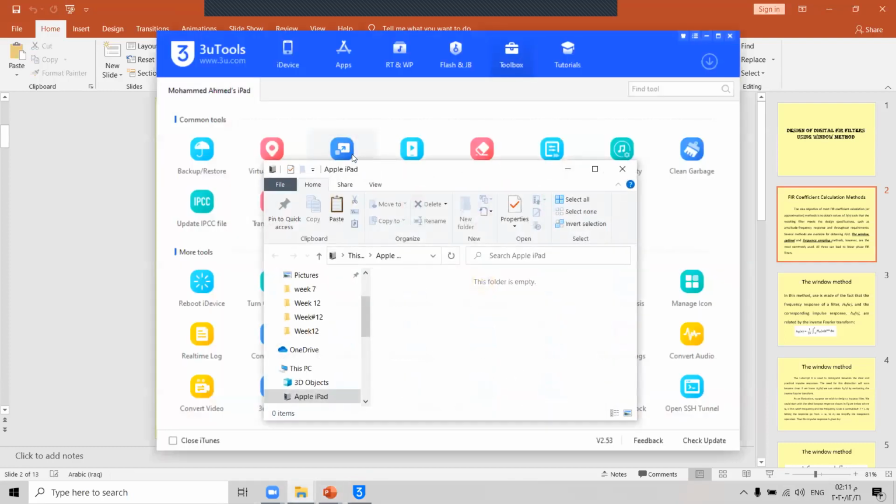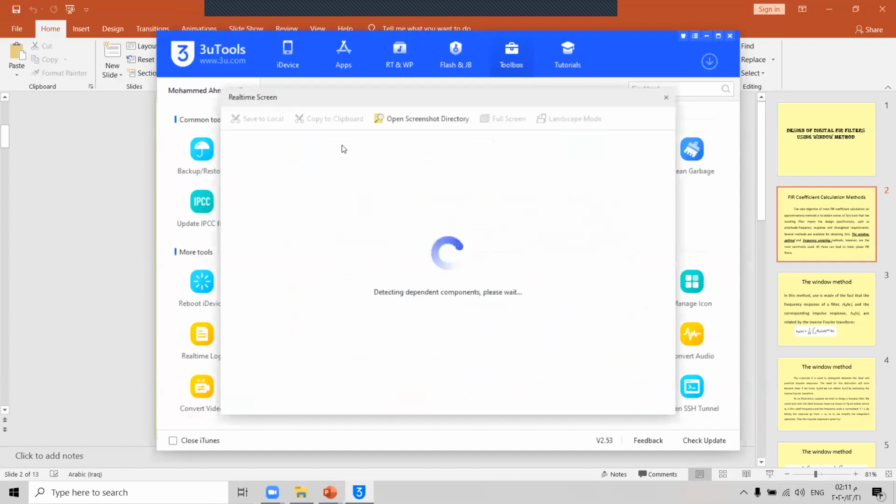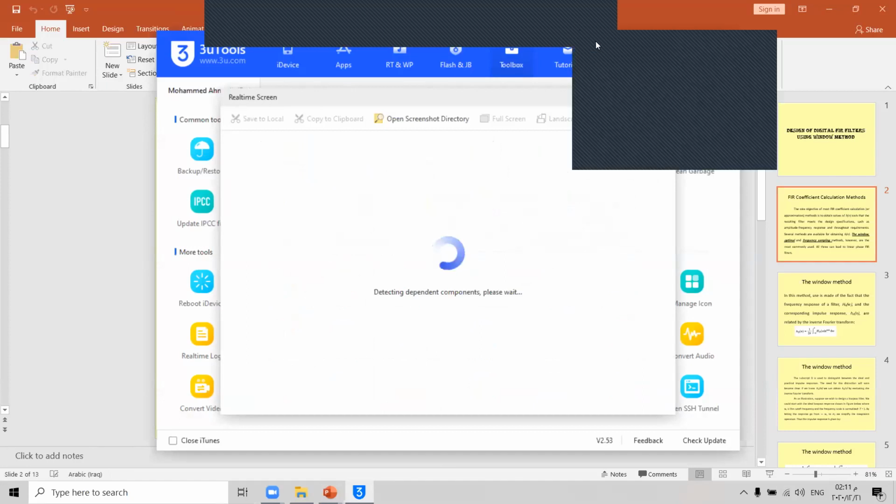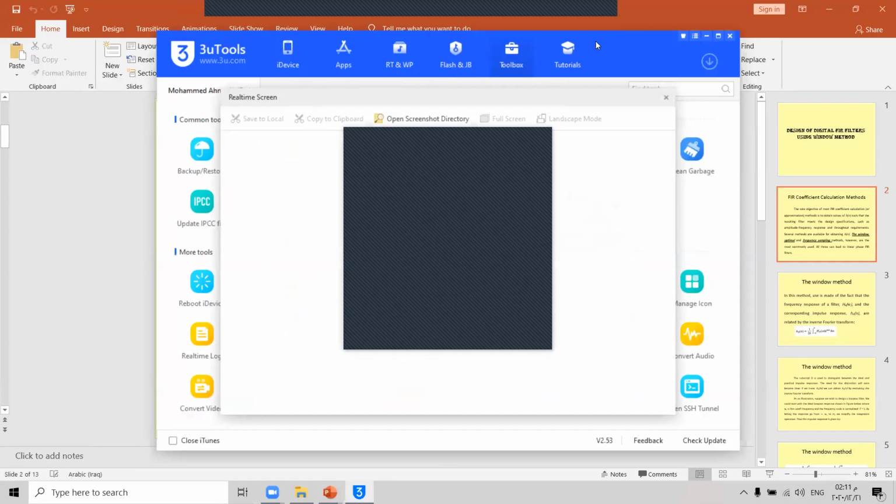For example, the phase requirement and the magnitude. As you know, in the magnitude, we have, for example, band pass filter.